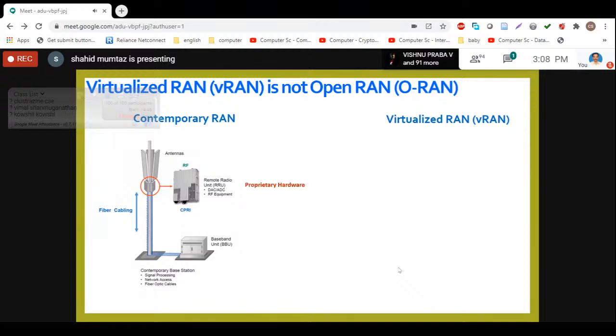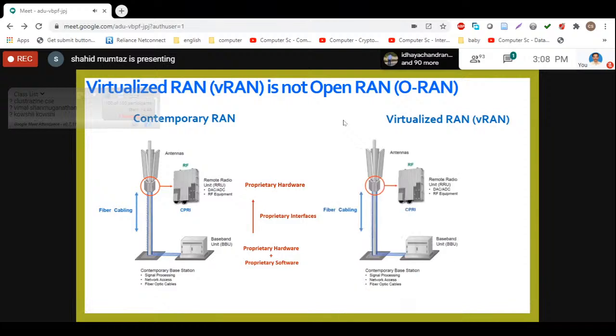What is virtual RAN? This is the proprietary hardware, for example, that you bought from a vendor like Nokia or Ericsson. And then this is the proprietary hardware, again, from the same or a different vendor, with their own hardware and their own software. And then this is their proprietary interface. This is the structure which operators are using nowadays. So what is the idea of virtual RAN then? It means the hardware stays the same. We buy from Huawei or Nokia. The interface is also the same. We again need to buy it. But what we're doing now is doing this virtualized.